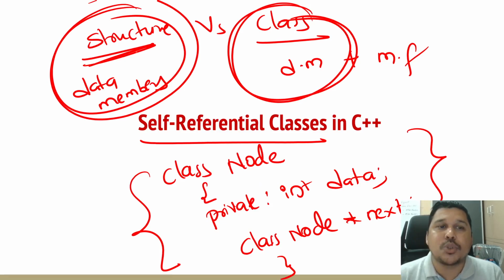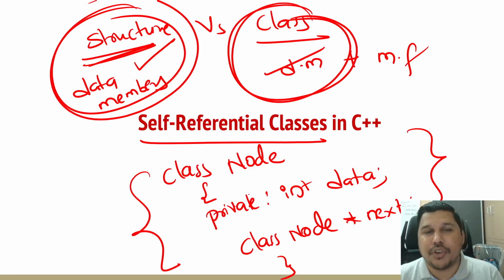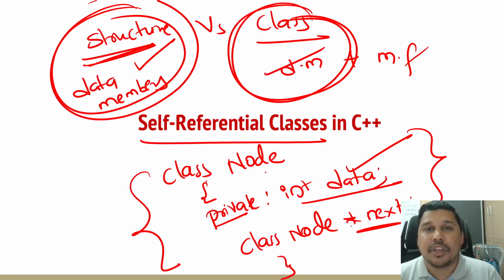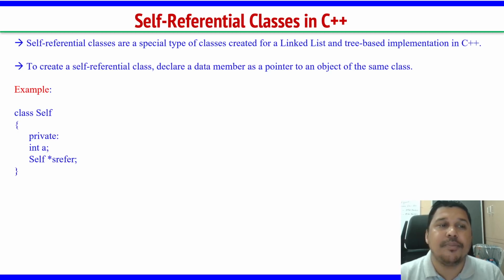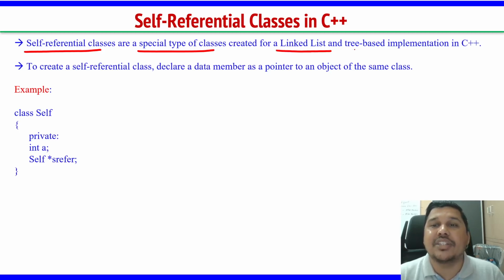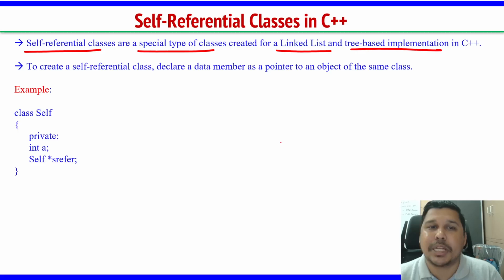Okay, it's our choice to use structure or class. But if you are implementing pure object-oriented programming, then you can have a self-referential class like this: class node, private int data to store the data, and a pointer. The pointer should point to some other node. Node belongs to which type? It belongs to class node type. This is the data type of the pointer, right? So let's go and see. Self-referential classes are a special type of classes created for linked list and tree based implementations in C++, right?